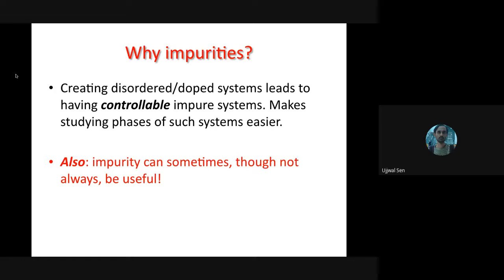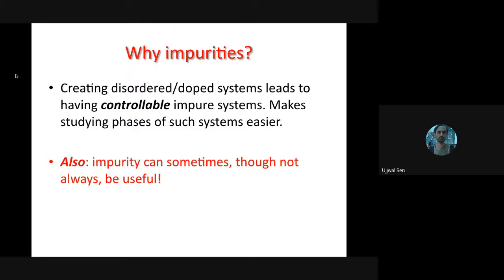And the second point is that impurities can sometimes, though not always, be useful, in the sense that there are systems which do not magnetize if there is no impurity, but become magnetizable once there is some impurity in it.